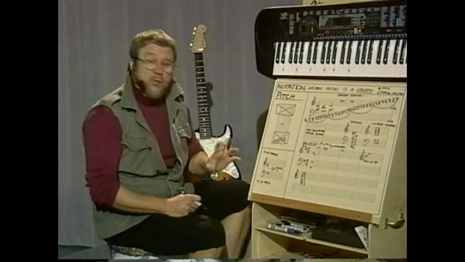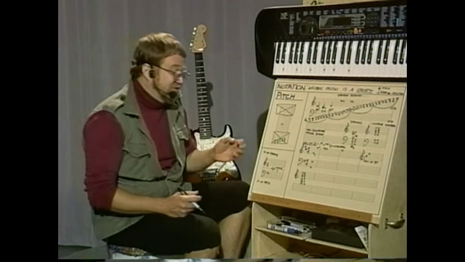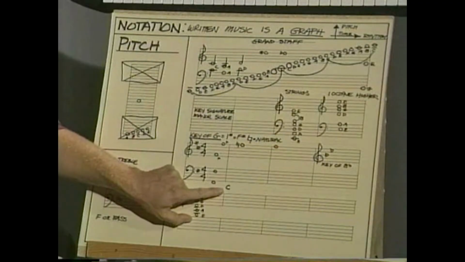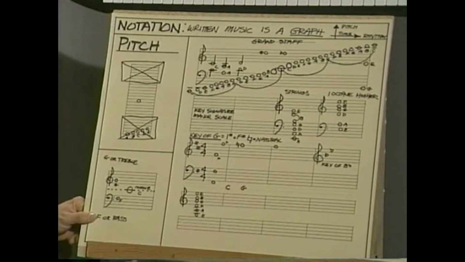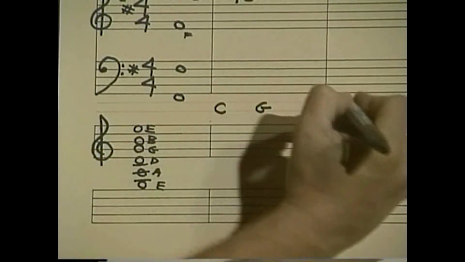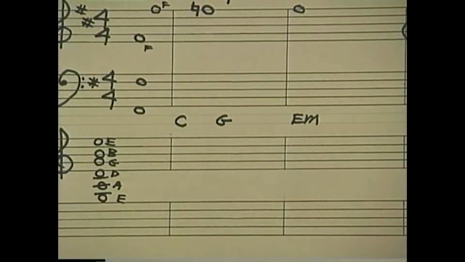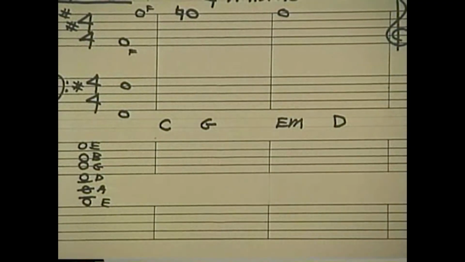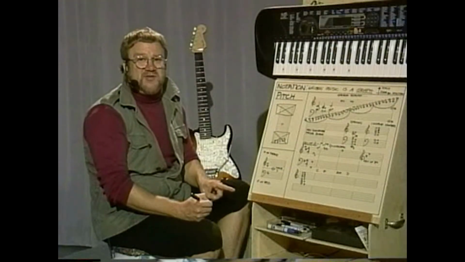So, for example, what are some of the most common chords you see played in popular music on the guitar? Well, how about a regular C major chord played in the C form? How about a G major chord played in the G form? How about let's say an E minor chord played in the E form, and maybe a D major chord played in the D form?